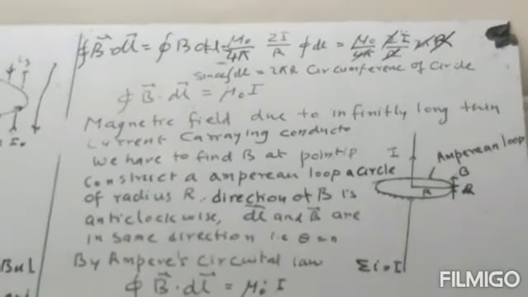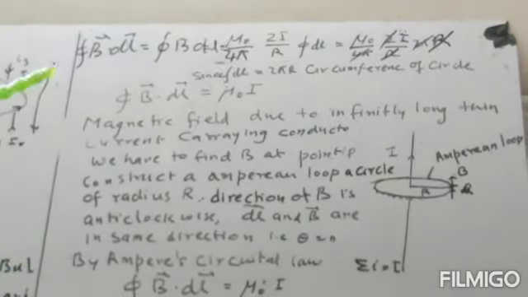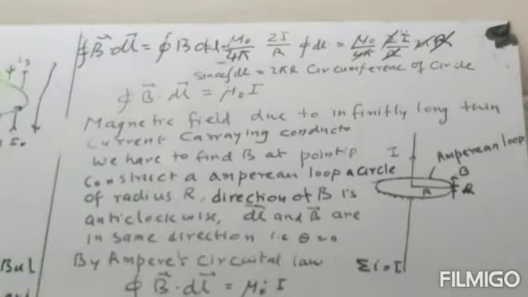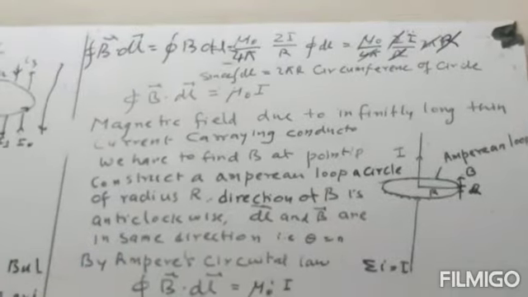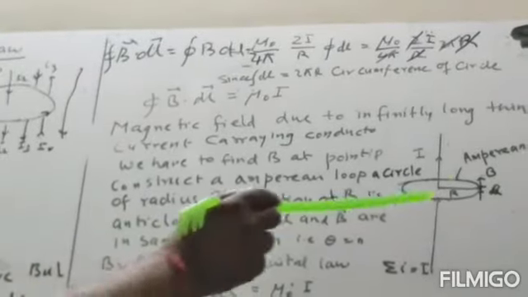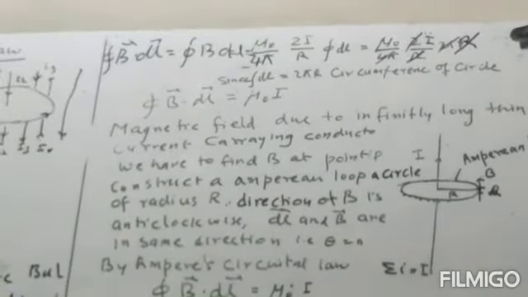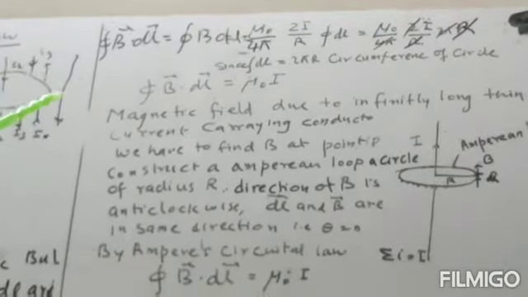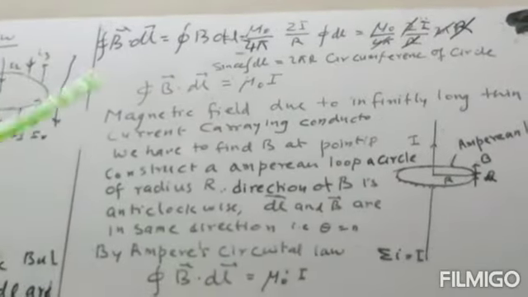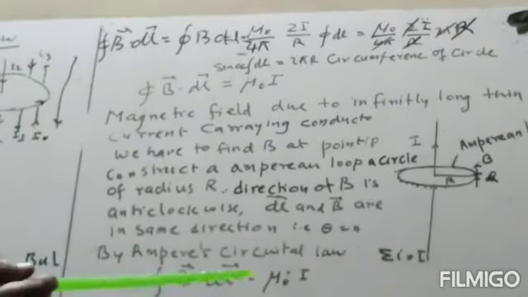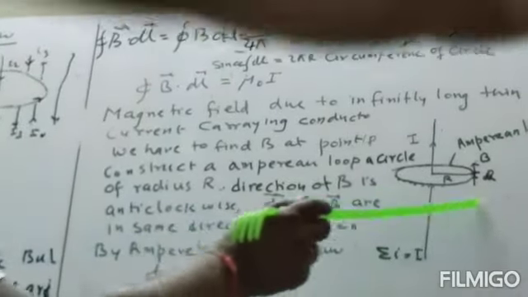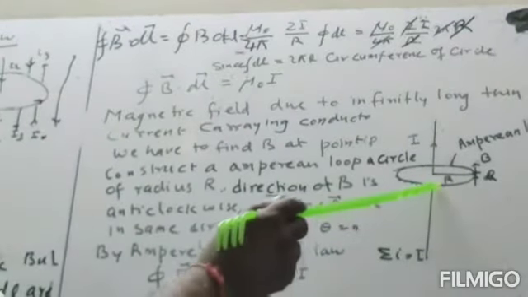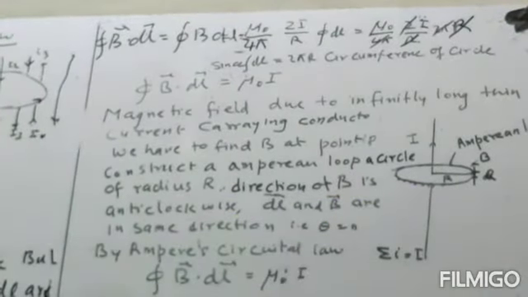Similar to Gauss's law, where we found the electric field using a closed surface, here the closed loop is your Ampere loop, because the integral was with the surface there, and here the integral is with the length. So we take this Ampere loop, a circle whose radius is capital R.